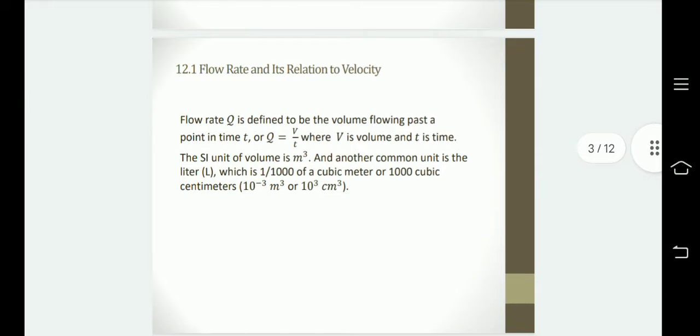Flow rate and its relation to velocity. Flow rate, or Q, is defined to be the volume flowing past a point in time, T. It is expressed as Q = V/T, where V is the volume and T is time. The SI unit of volume is m³, and another common unit is the liter, which is 1/1000 of a cubic meter, or 1000 cubic centimeters.